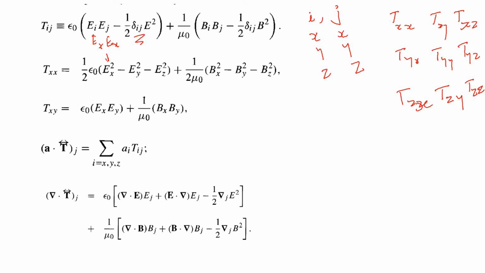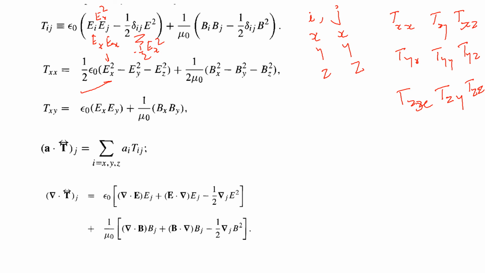Then minus delta ij. I and j must be the same. Which are the possibilities? I and j equal to x. Then this becomes Ex square, so minus half Ex square. Here there is already one Ex square, so Ex square minus half Ex square, so the answer is half Ex square.